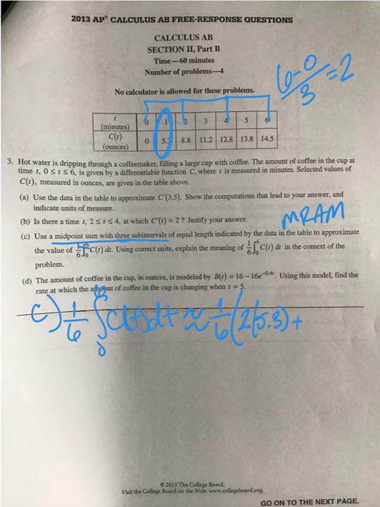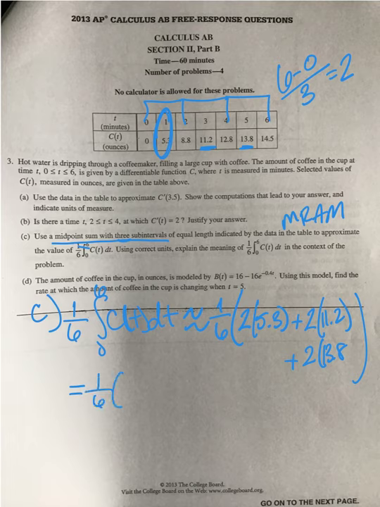Plus my second rectangle, 2 again, because going from 2 to 4 is a base of 2. Using the one in the middle, it's 11.2. Plus 2 times the third one, which is 13.8. All right, let's figure all that out. That's going to be 1/6 times, this will be 60.6. Divide all that by 6, that's going to be 10.1.